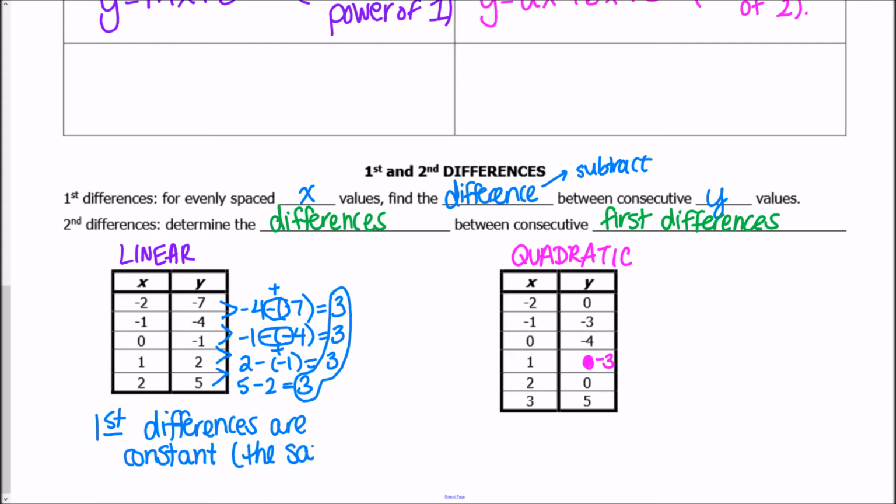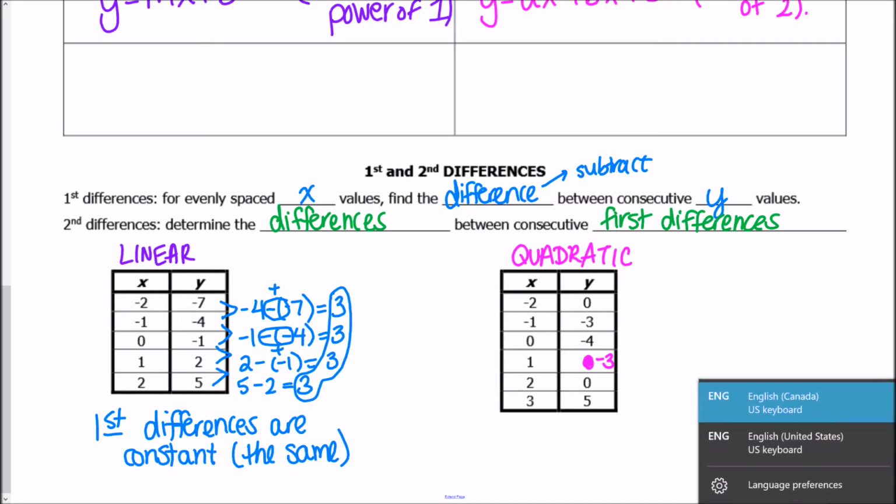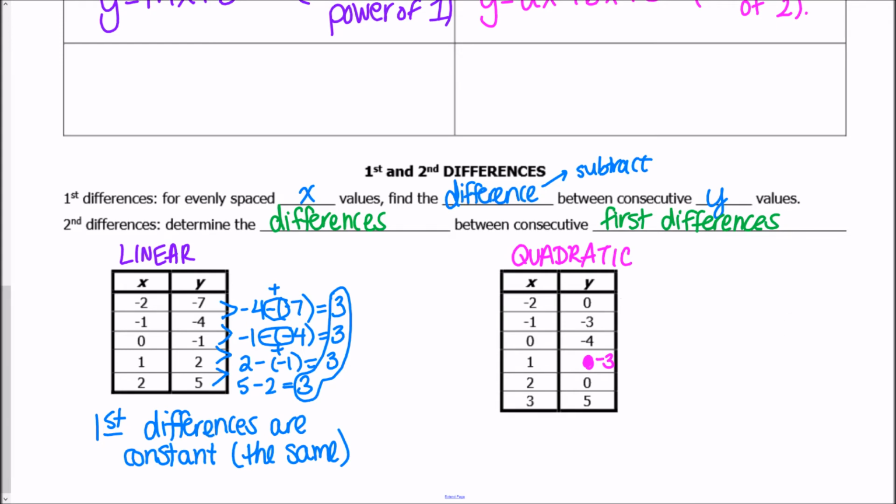They're the same values. Okay? All right, so now let's do the same thing for our quadratic relationship right here. So we're going to find our first differences. Here, I'm going to do negative 3 minus 0, so I end up getting negative 3.